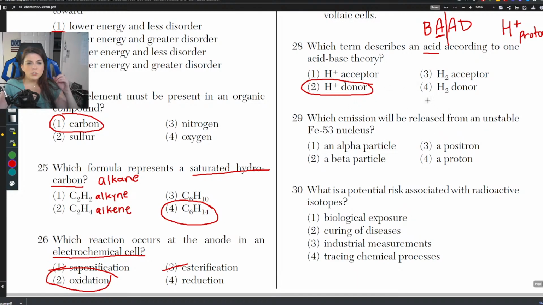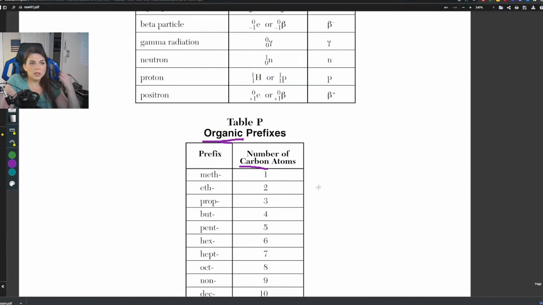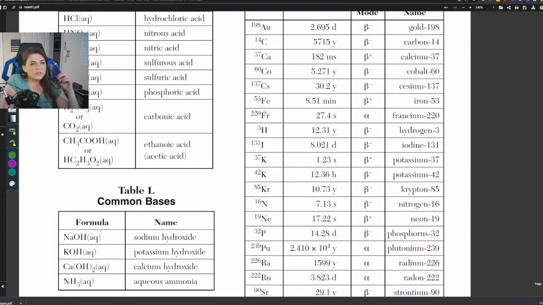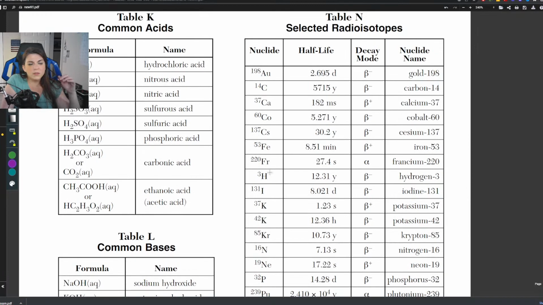29. Which emission will be released from an unstable iron 53 nucleus? This one is a straight up reference table question. I would never be able to answer this without a reference table because it's not like a relevant thing that comes up on the regular. We are looking for iron 53, which their symbols go in alphabetical order.